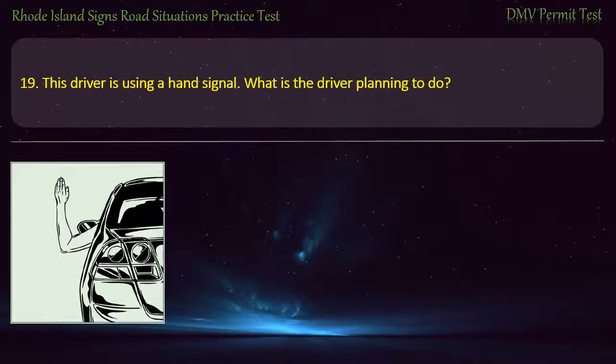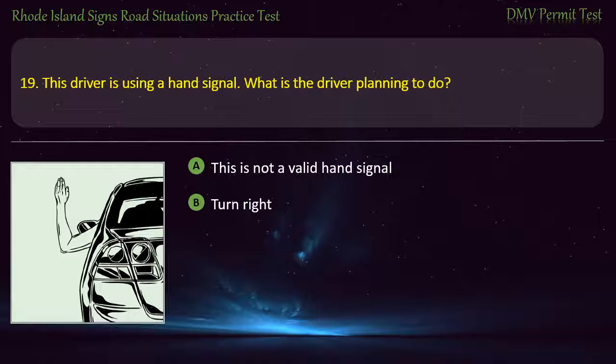Question 19. This driver is using a hand signal. What is the driver planning to do? This is not a valid hand signal. Turn right. Turn left. Stop or slow down. Answer. Turn right.